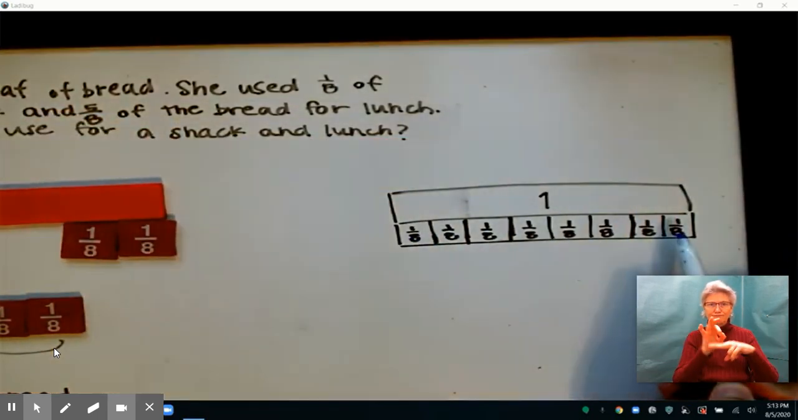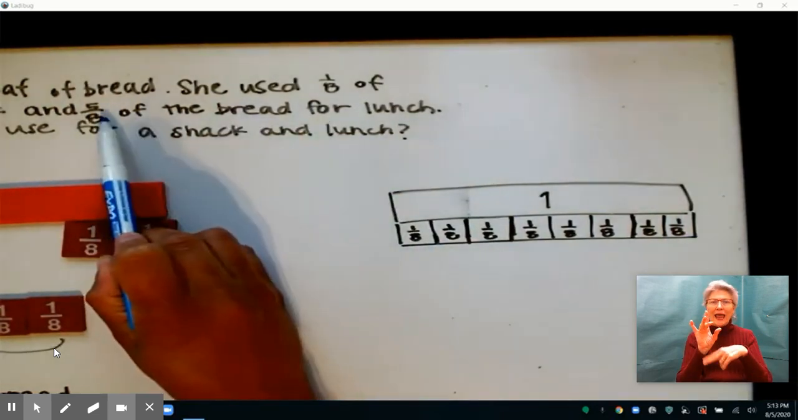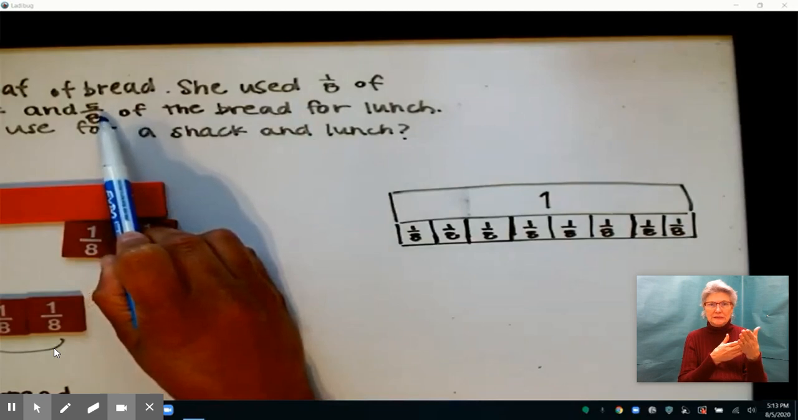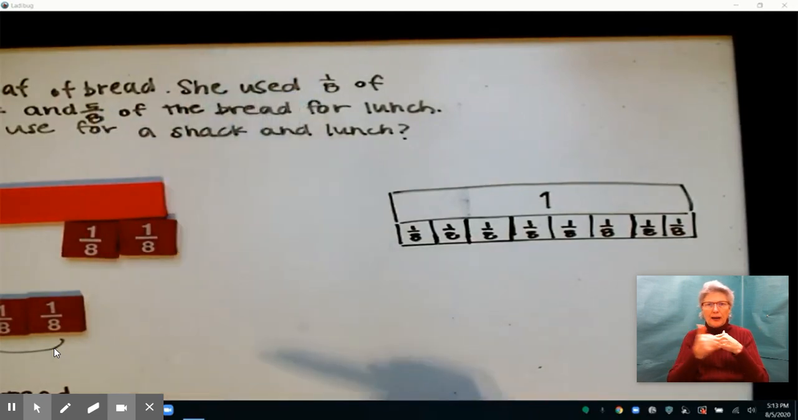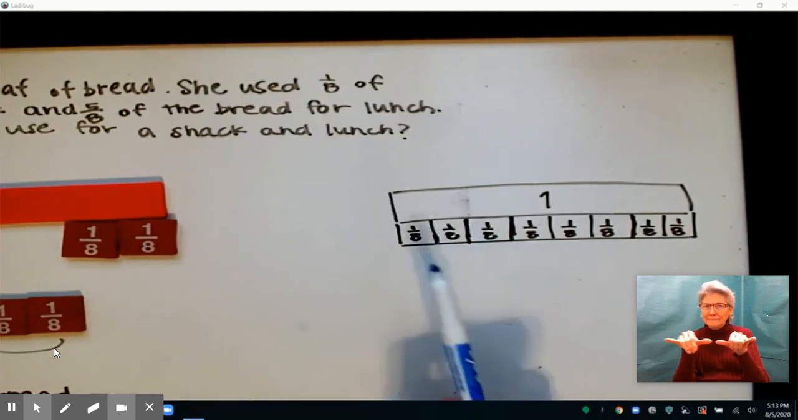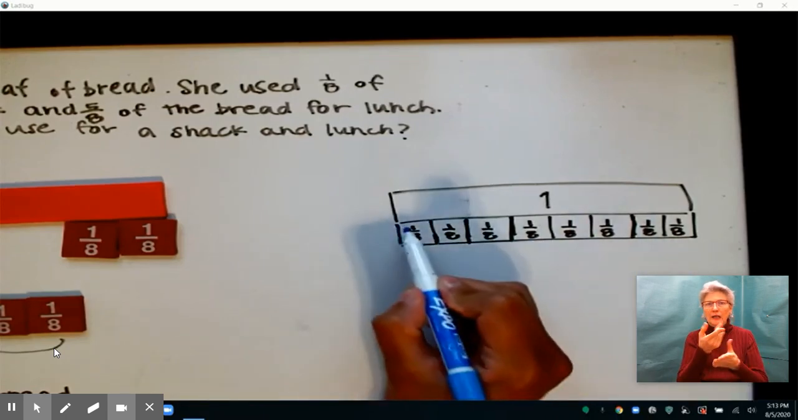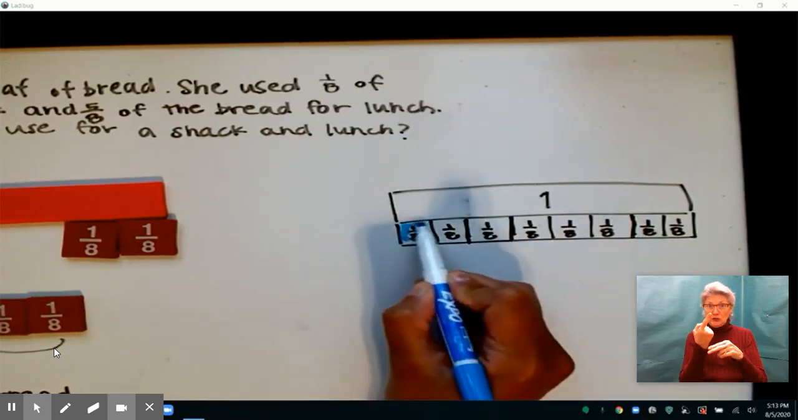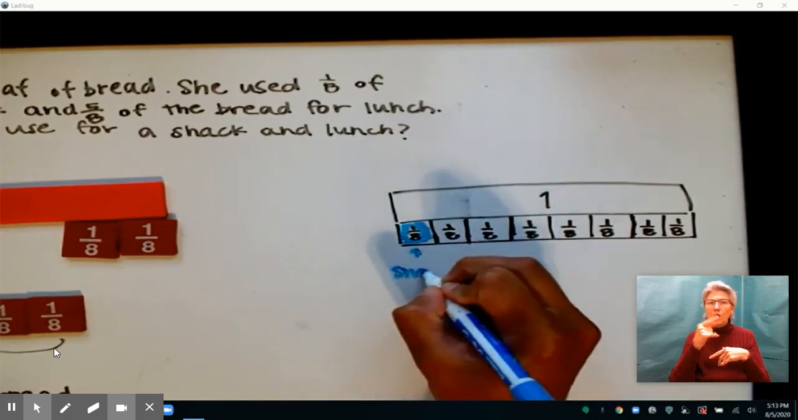Then beneath that, I have my one whole broken into 8 individual pieces, because our problem told us that Mrs. Clark cut her bread into 8 equal pieces, or eighths. So I'm going to follow the same process here. I know that each 1/8 piece represents one slice and that she used 1/8 for her snack. So I'll go ahead and shade that in. And I know that's for her snack.